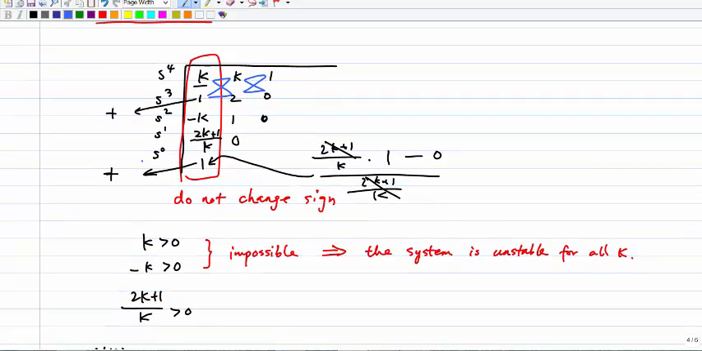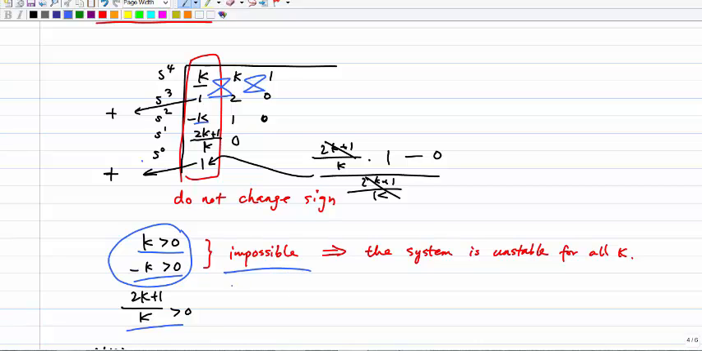To make sure the system is stable, I make sure the first column does not change sign. Because this is already positive over here, this number should be positive. Otherwise, there will be a change of sign. So k must be positive first of all, and negative k also has to be positive, and also 2k plus 1 divided by k has to be positive. If you look at this, these two conflict, right? k has to be positive, but also negative k has to be positive. This is not possible, right? So that's why the system is unstable for all k. So there's no k that can make the system stable.